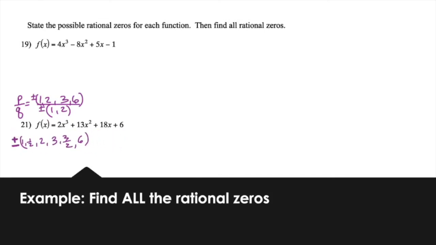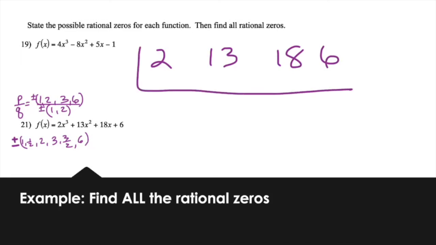All right, so our goal, though: yes, we've done the first part, stating all the possible rational zeros. But now we need to find all the rational zeros. We're going to do that by dividing and using these to divide by until we get a zero remainder. So we're going to go 2, 13, 18, and 6. And we have to pick until we get a 0 as a remainder. If you don't get a 0 remainder, you pick something else.